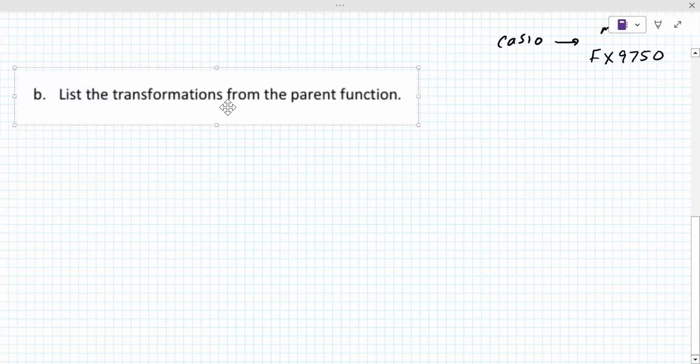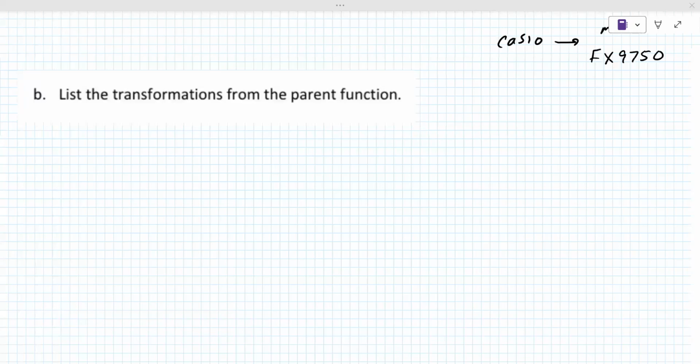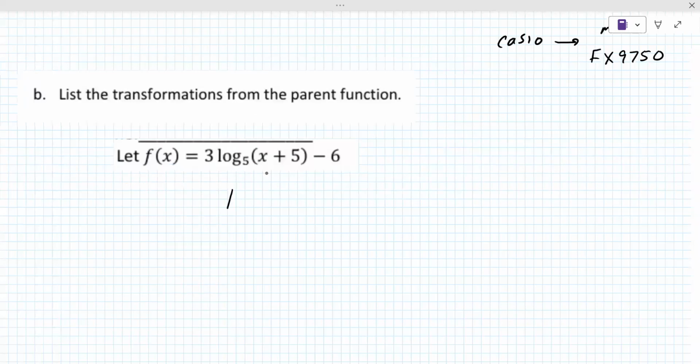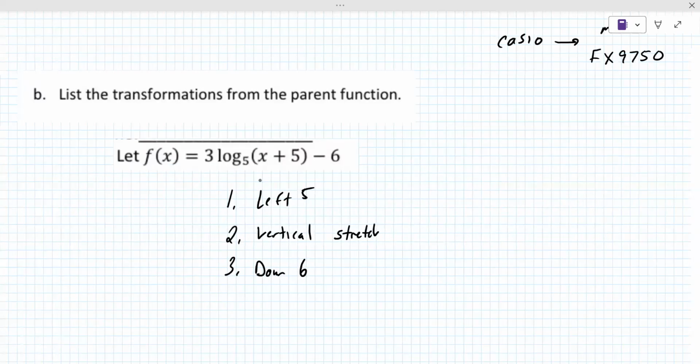All right. So list the transformations from the parent function. The parent function here, I'm going to grab it one more time, just so we're looking at it here. There are 1, 2, 3 transformations here. Can you name any of them? Do you see any here when you're looking at this? Is it down 6? Down 6, good. Left 5. Left 5. And I want to say, I don't know if it's a reflection. It's a vertical stretch of 3.